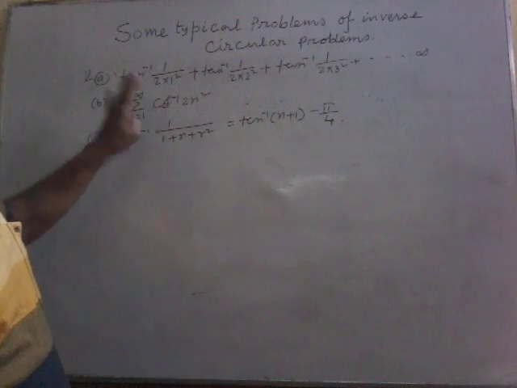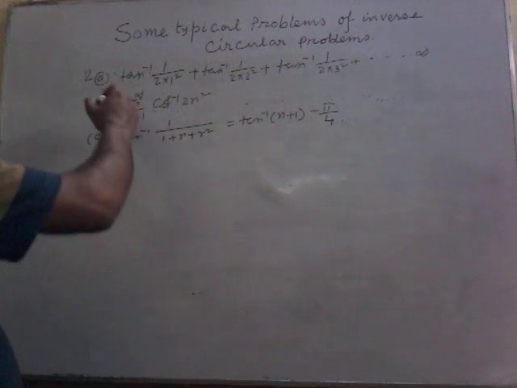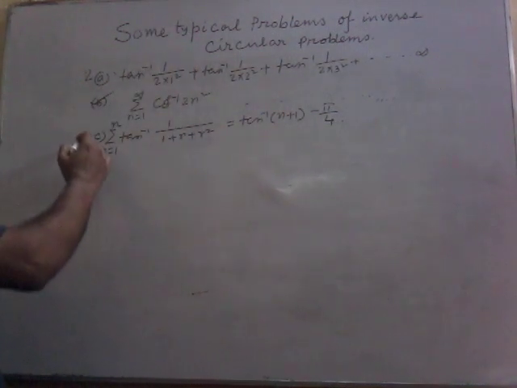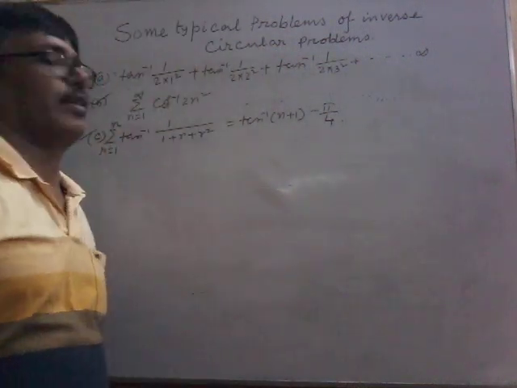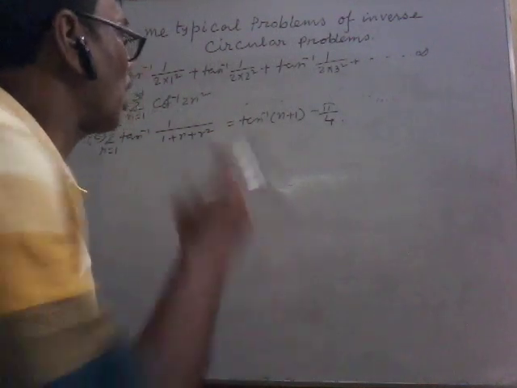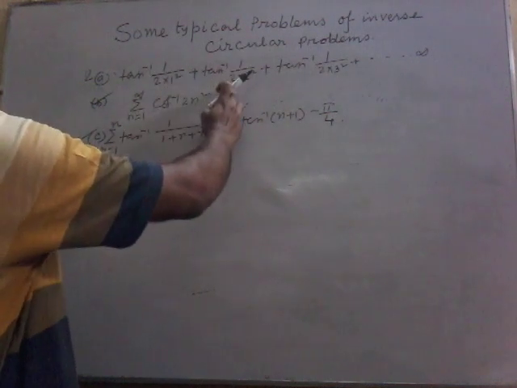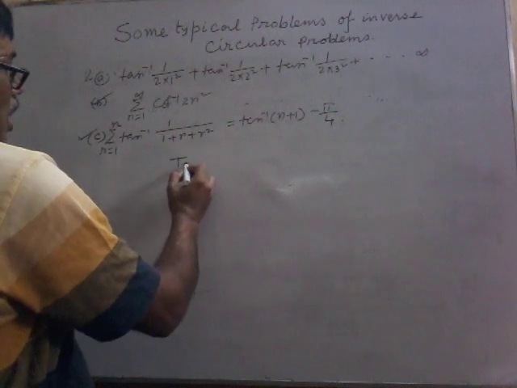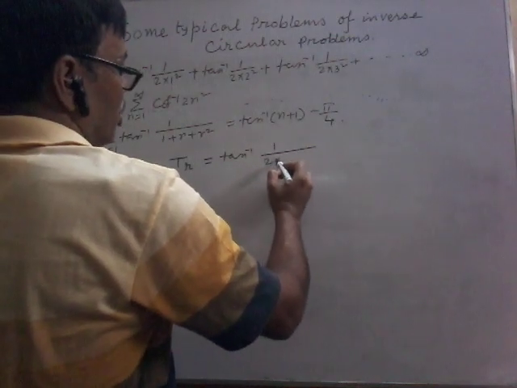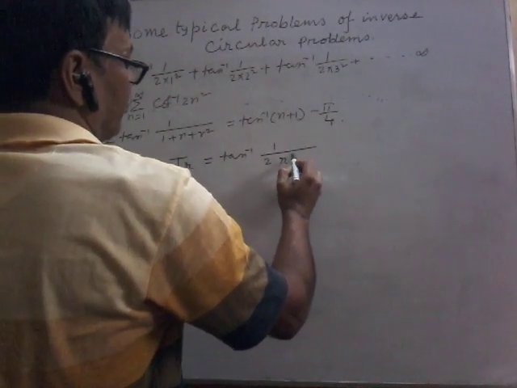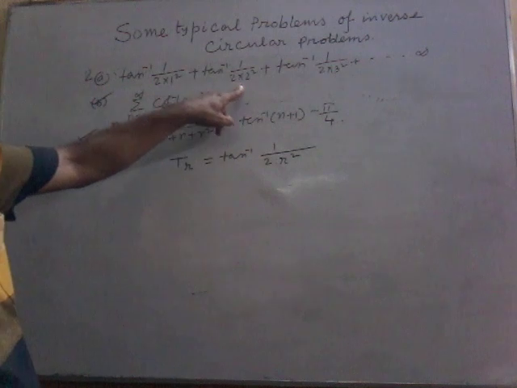To find TN, just like series. So for problem number B, TN is given. Problem number C, TN is given. But for problem number 1, TN is not given. So look, T1 is 2 into 1 square, T2 is 2 into 2 square. So what is TR? Tan inverse, 1 as it is, 2 into R square. Whether it is true or not, if you put 1, you get this 2, 3.